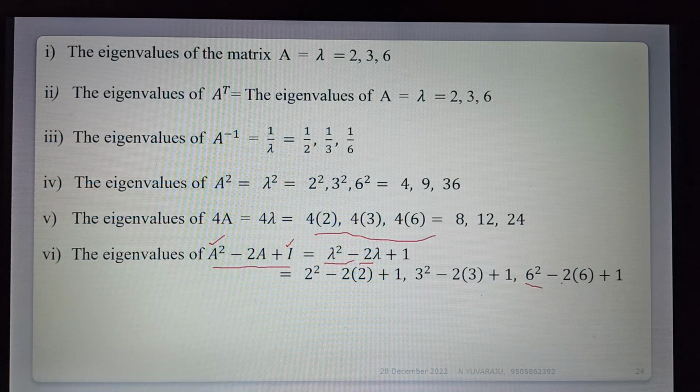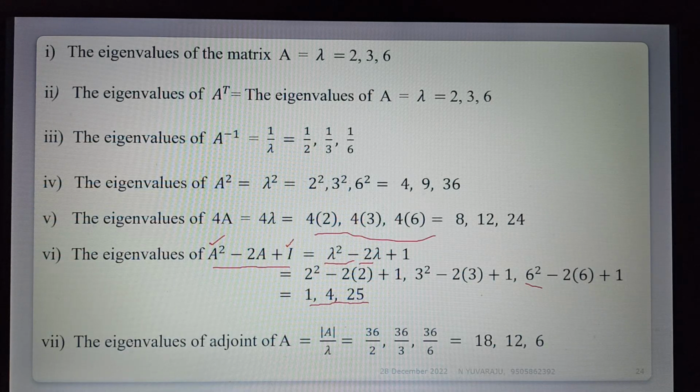6 square minus 2 into 6 plus 1, that is equal to, simplification, 1 comma 4 comma 25. This is the eigenvalues of the given polynomial matrix. So next one, the eigenvalues of adjoint of A. So the eigenvalue of adjoint is det A by lambda. Det A we already found, it came as 36.